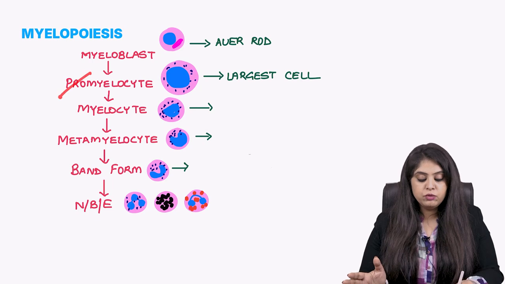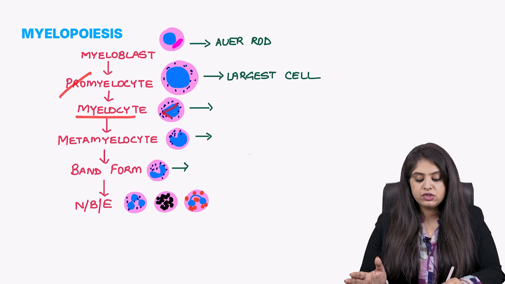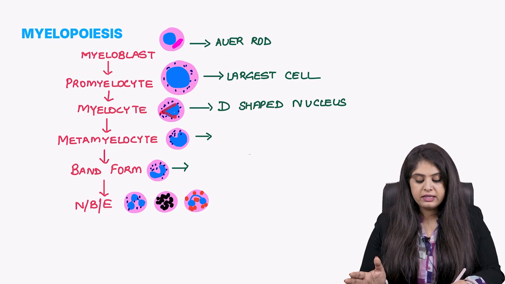After that, if I remove the word pro, I'm left with myelocyte. How to identify myelocyte? Look at the shape of the nucleus. It is going to have a D-shaped nucleus. Please have a look at it again.